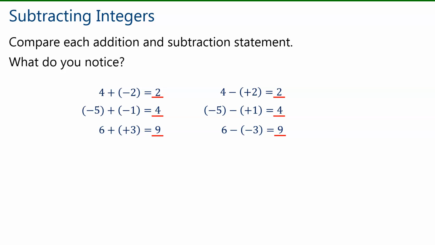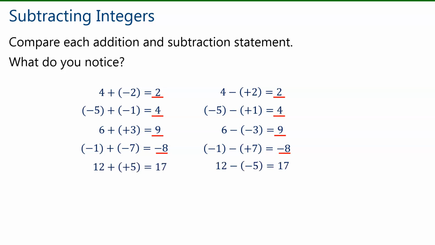So carefully look at each of the statements to see what you notice. Here's a few more. -1 plus -7, and -1 minus a +7. Both -8, and 12 plus +5, and 12 subtract -5, both 17. So instead of looking at the answer, now I want you to focus on the second integer. What do you notice here?